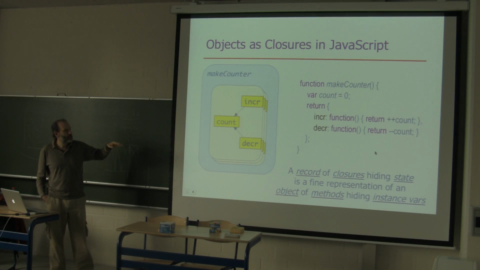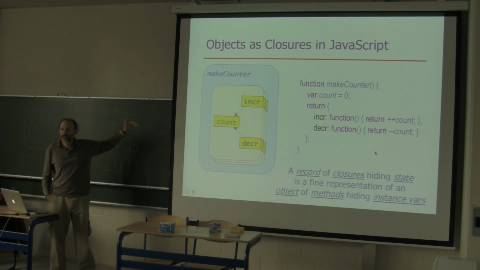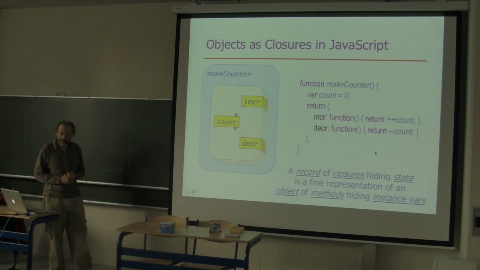A record of closures hiding state, the state being the count variable. Closures are just a fancy name for the functions that these function expressions evaluate to. So a record of closures hiding state is a fine representation of an object of methods hiding instance variables. The object being returned, which is this record, the inker and decker, is effectively the methods of that object, and count is the instance variable of that object.